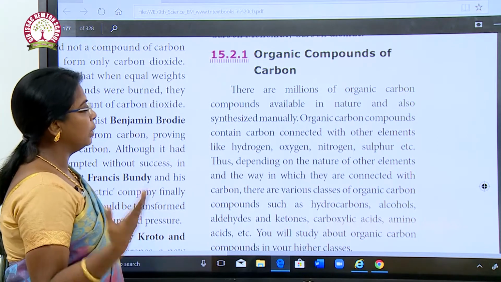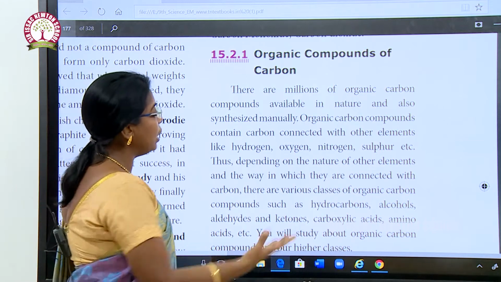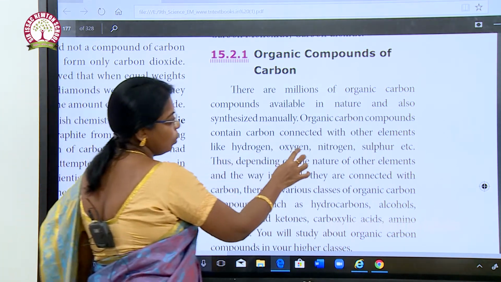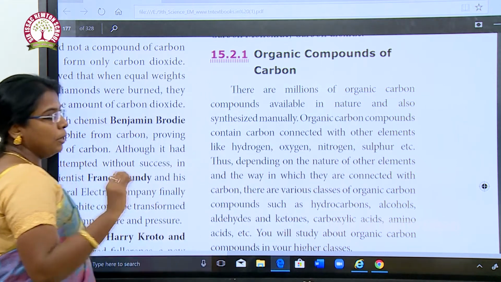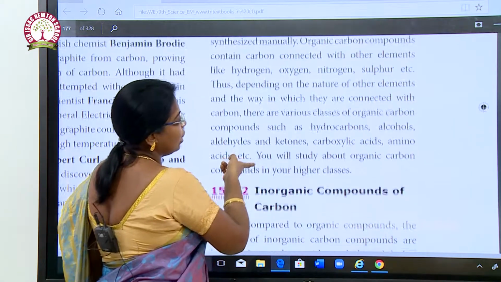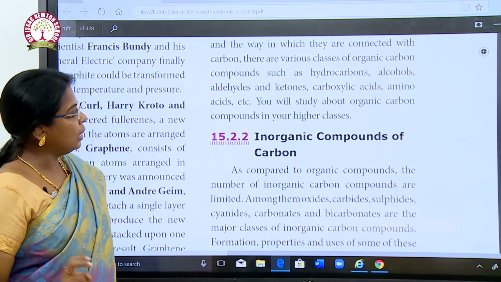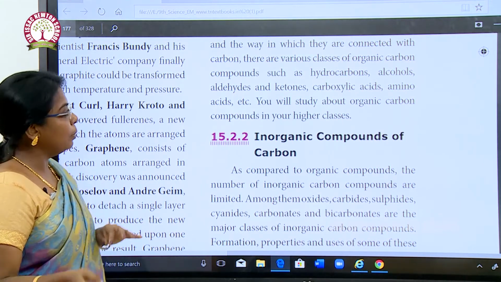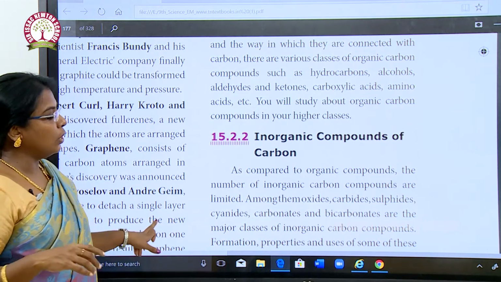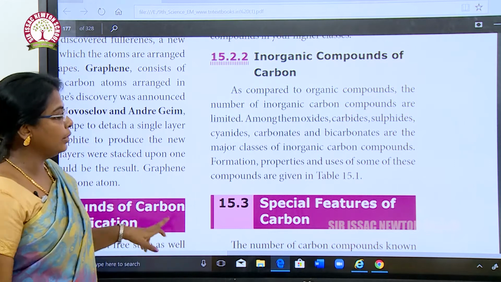Organic compounds of carbon. There are millions of organic compounds available in nature and also synthesized manually. Organic carbon compounds contain carbon connected with other elements like hydrogen, oxygen, nitrogen, sulfur. Depending upon the nature of the elements and the way in which they are connected to the carbon, there are various classes of organic compounds such as hydrocarbons, alcohols, aldehydes, ketones, carboxylic acids, amino acids, etc. You will study about organic compounds in your higher classes. Organic chemistry deals with carbon and hydrogen.